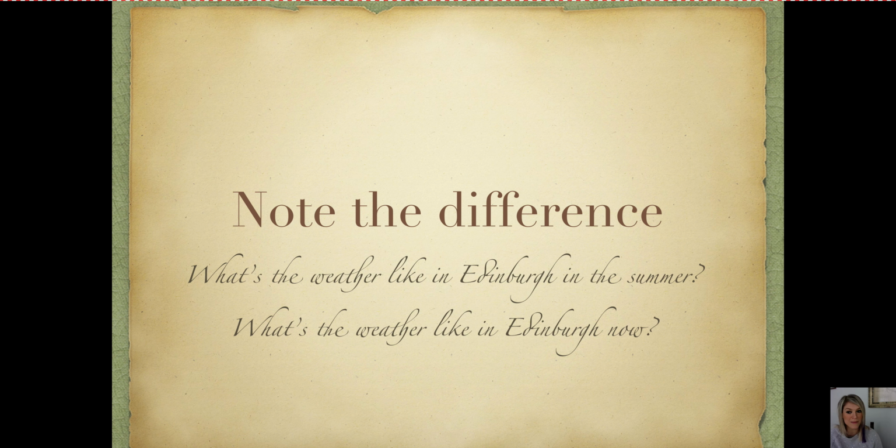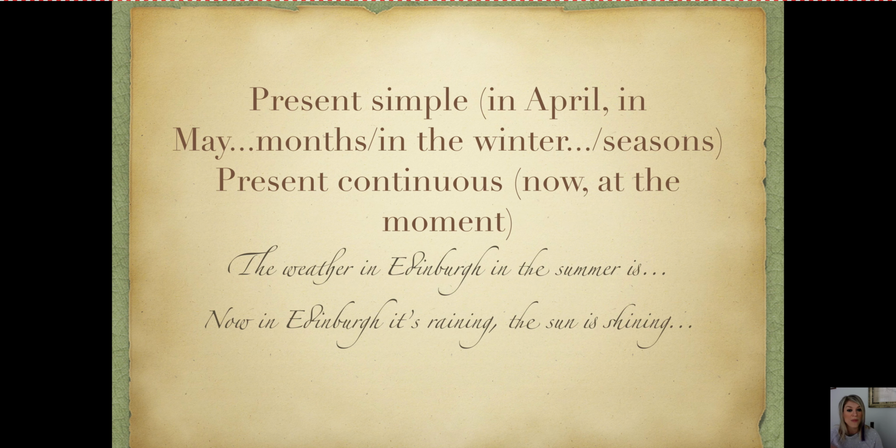Note the difference. What's the weather like in Edinburgh in the summer, and what's the weather like in Edinburgh now? So again, a distinction between present simple and present continuous, because the first question refers to a usual, common situation in the summer, so it's a kind of routine, present simple. And the second question refers to the weather in Edinburgh now, at the moment.